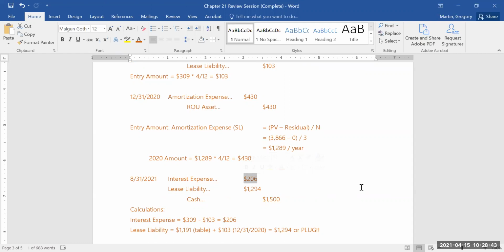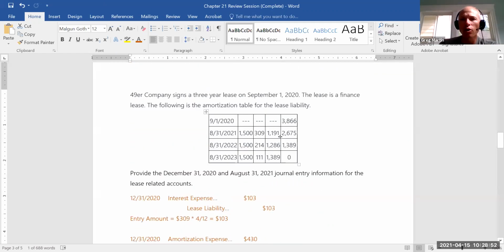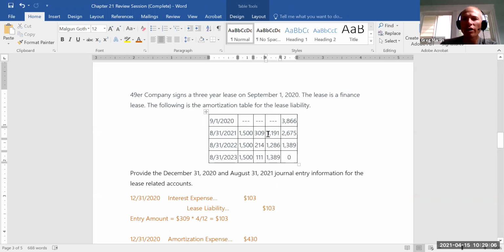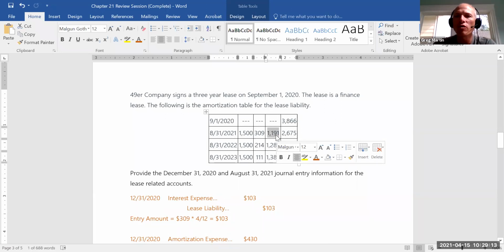But I think of it this way in case there's like rounding issues. Okay, thank you. Can you explain why you add 103 to the lease liabilities again? Yes. So in total, we know that according to the table, the lease liability account balance needs to be $2,675 as of 8/31/2021. And so all things equal, we know that the net amortization needs to be $1,191. In other words, the total reduction in the account over that year needs to be $1,191.